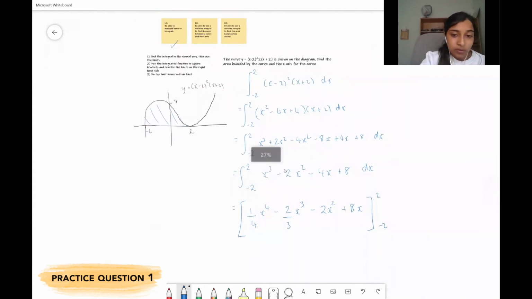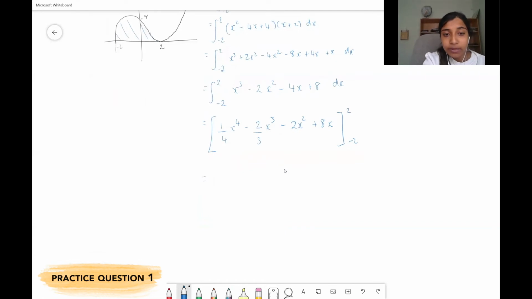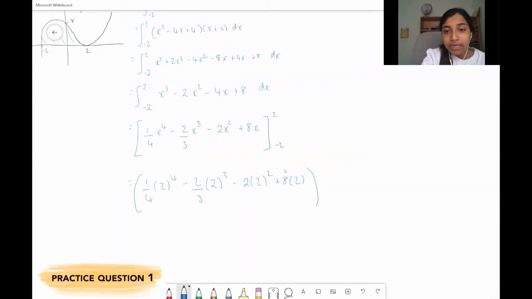And then we want to plug in the values and do top minus bottom. So we'd have a quarter times 2 to the power of 4 minus 2 over 3 times 2 to the power of 3 minus 2 times 2 squared plus 8 times 2, minus a quarter times minus 2 to the power of 4 minus 2 over 3 times minus 2 to the power of 3 minus 2 times minus 2 squared plus 8 times minus 2.